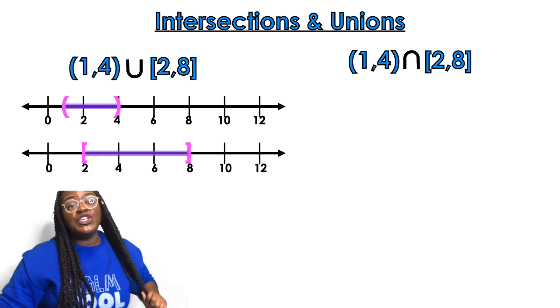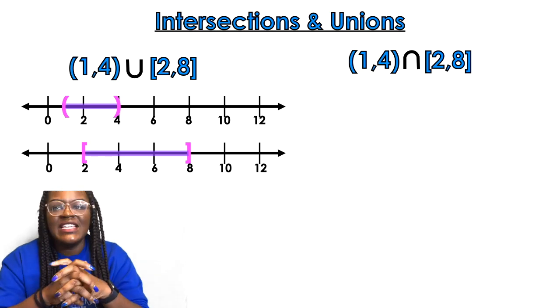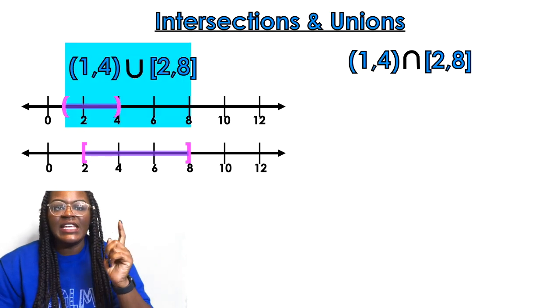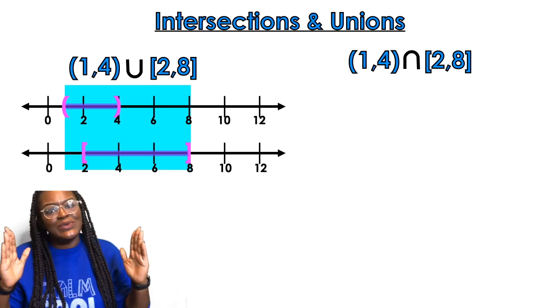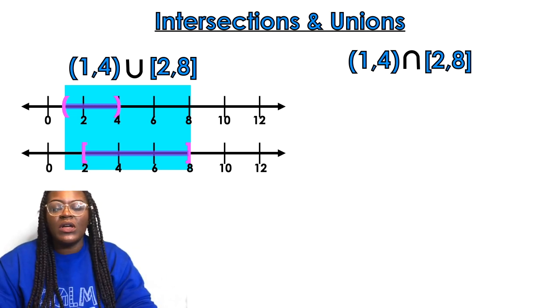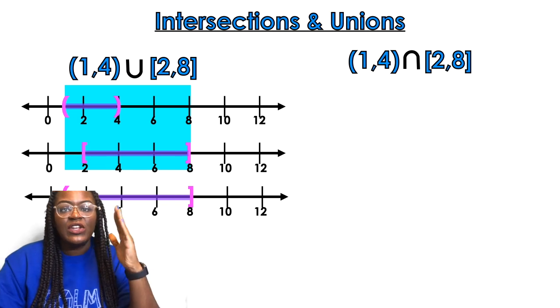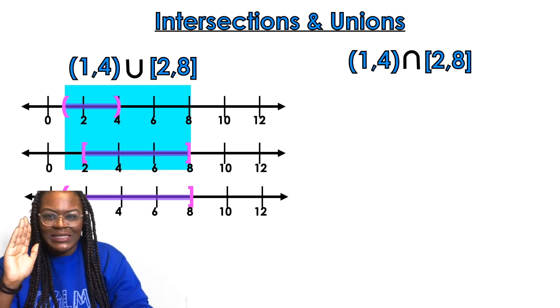Now, when we talk about a union, it is a togetherness. It is a combination. It is you and your boo thang taking all your things and bringing lives together. Union is the widest, one boundary all the way to the other boundary. So now, when I put that answer on a number line, it looks like this. So I start at 1 and at 8. Notice I have a parenthesis on the 1 and a bracket on the 8.